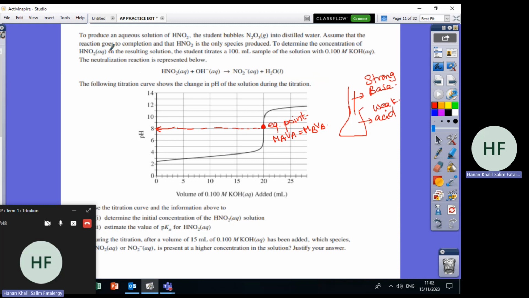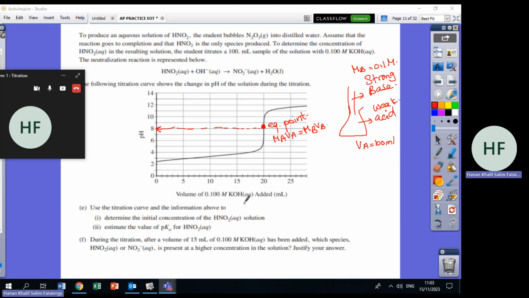Okay. To determine the concentration of HNO2, a student titrates a 100 milliliter sample of the solution. If we take the acid, the volume of acid is equal to 100 milliliters. I'm titrating it with KOH. The molarity of the base is equal to 0.1 molar. Okay, use the titration curve and the information above to determine the initial concentration of HNO2. Always when they say the concentration of the acid, it means M acid. Which is the best place to find M acid? Of course, at the equivalence point. Okay, at equivalence, MAVA is equal to MBVB.